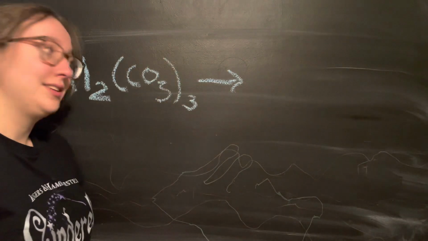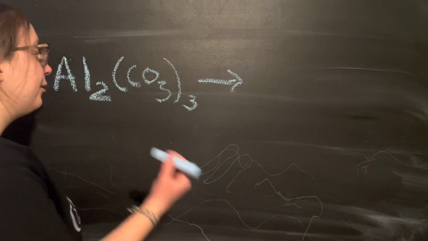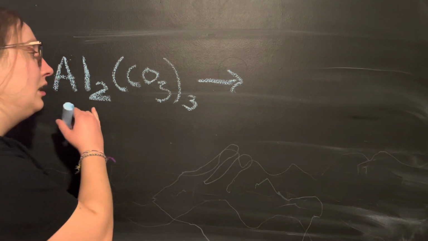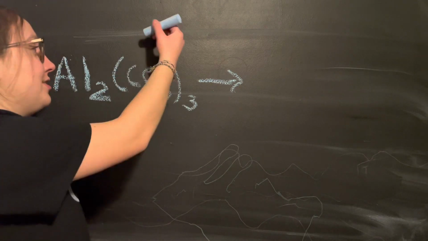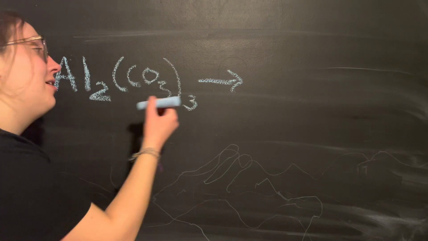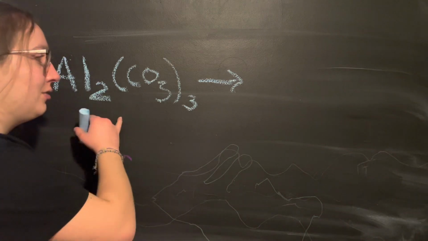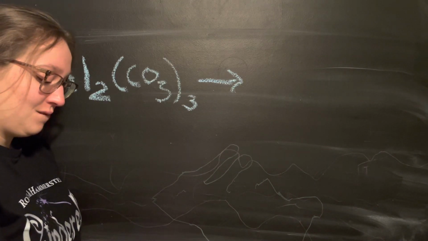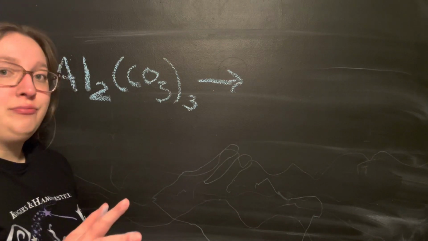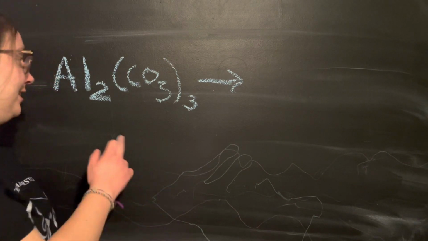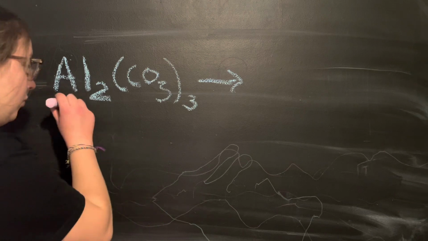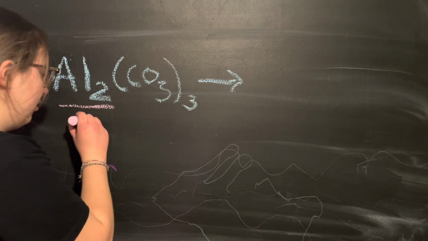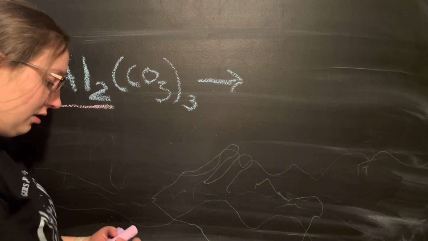Okay, let's look at this next example. This one's a little more complicated just because aluminum and carbonate have different charges. So when you do that one, it's not just an even 1-to-1 ratio. There's 2 aluminums and 3 carbonates. And so first thing we always do is we identify our parts. We see aluminum, which is a metal, and then we see our carbonate.